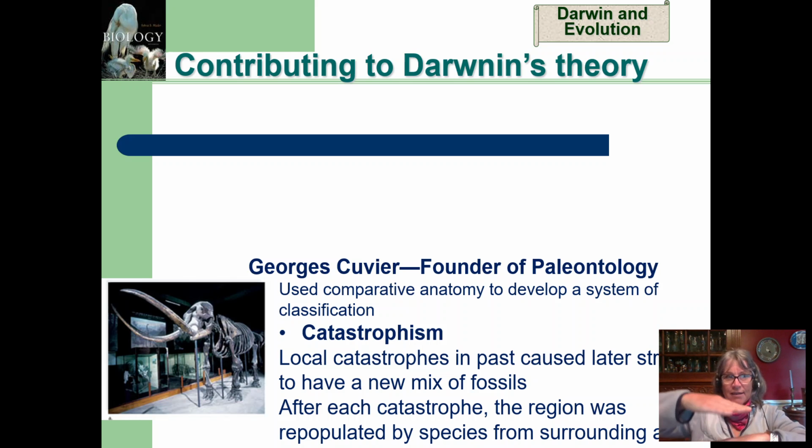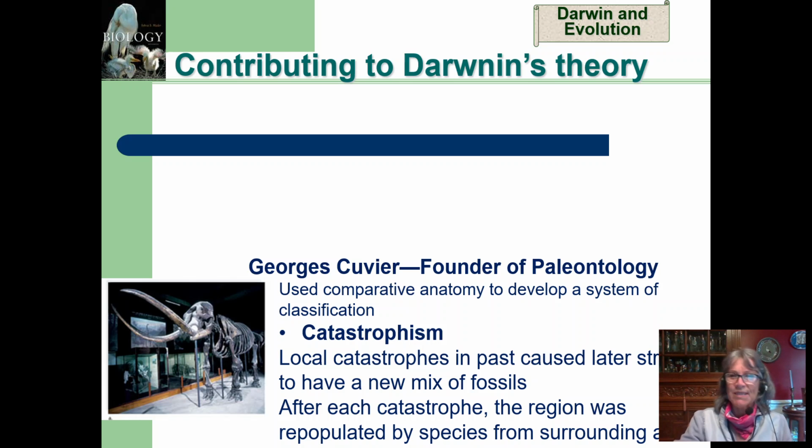So we'd have layer, layer, layer, all the fossils are the same, and then boom, like maybe a layer of ash or something that would suggest a giant forest fire or volcanic eruption. And then we have all these layers with a whole different mix of fossils. And so he proposed that these periodic catastrophes caused this new mix of species to live in the area that contributed to new different fossils. So after each catastrophe, the region was repopulated by species from the surrounding area.